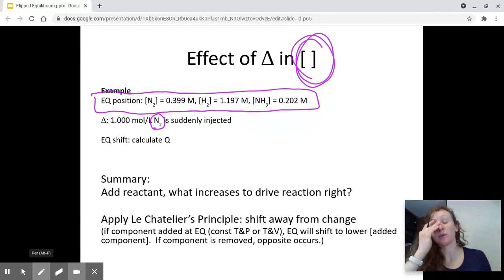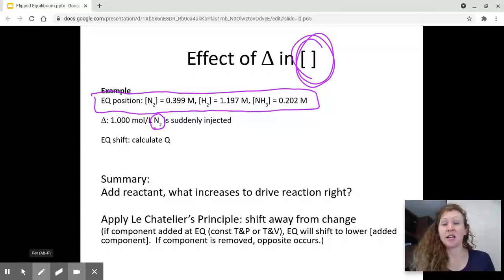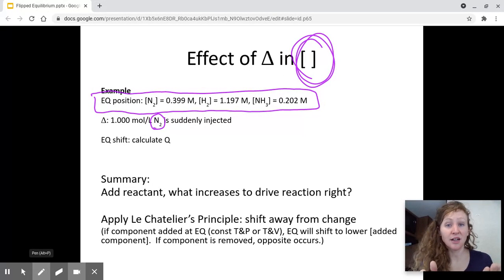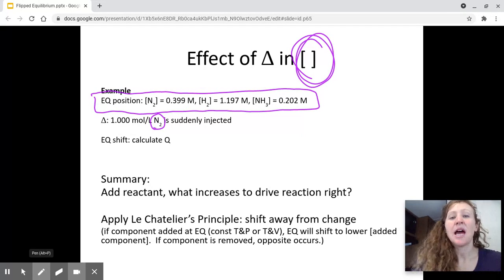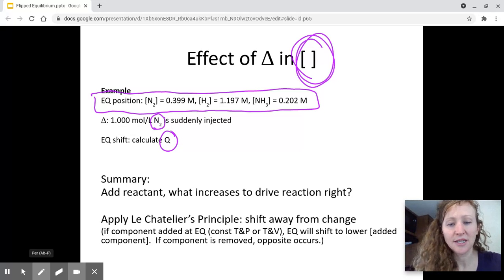Now, before we get going in this, let's take a moment to pause and realize we've been talking about this scenario all along. This is a scenario of starting with different initial concentrations, and this scenario will not change our ratio. This scenario will not change our K. It will change equilibrium positions, but K will be the same. Okay, so how will equilibrium shift? Well, let's calculate Q to find out.